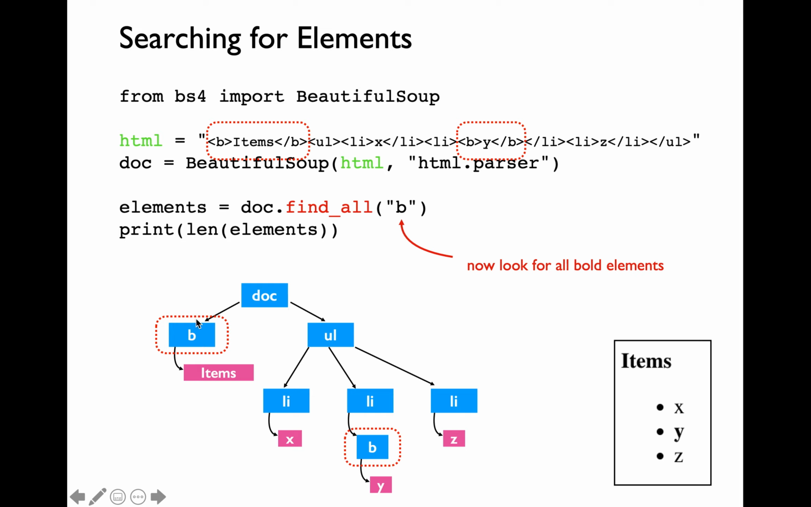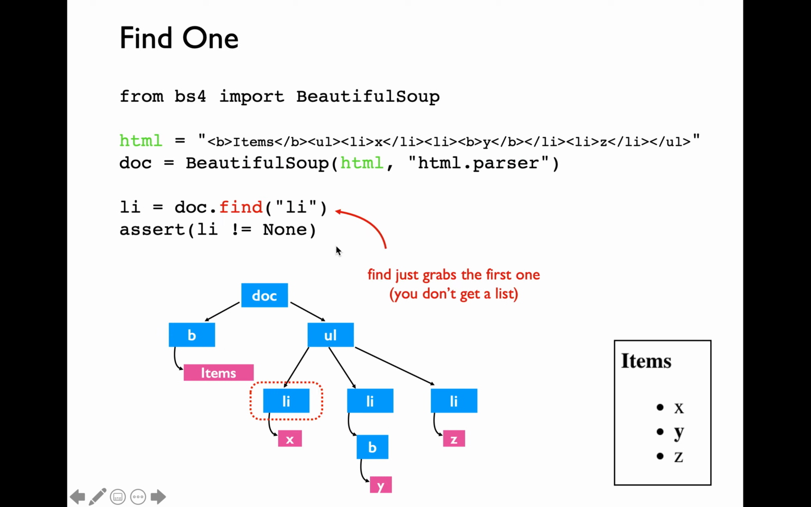Observe that within this DOM tree, you have the bold element in level 2 and in level 4. Beautiful Soup is still going to be able to retrieve a list of these two elements, which will go into the variable elements. So when you print len of elements, you're going to get 2.